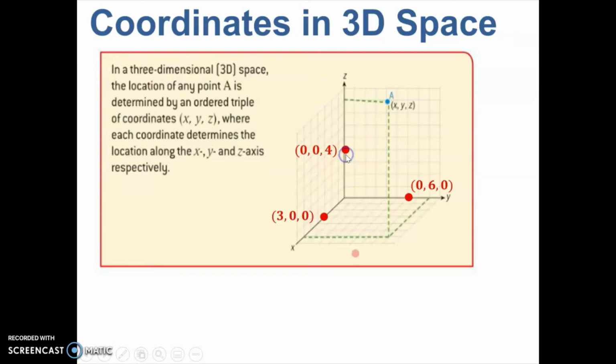All right, a few more. We're not done. How about this one right here? That one is at 5, 4, 0. 5 along the x-axis, 4 along the y-axis, and has not gone up, so 0 on the z.